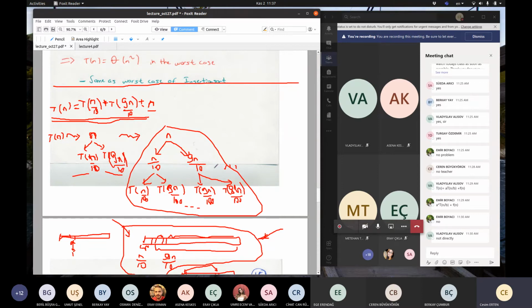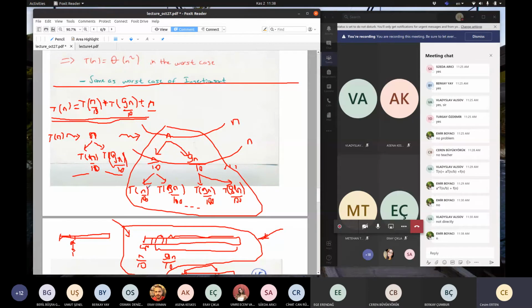To find that out, we were doing the following in our previous exercises. We were finding out the sum of the terms in each level of the tree. Let's first do that. What is the sum of the terms in the first level? Level 0 sums up to n. This is level 0. Next level, level 1, the sum of the terms is n divided by 10 plus 9n divided by 10, which gives us again n.